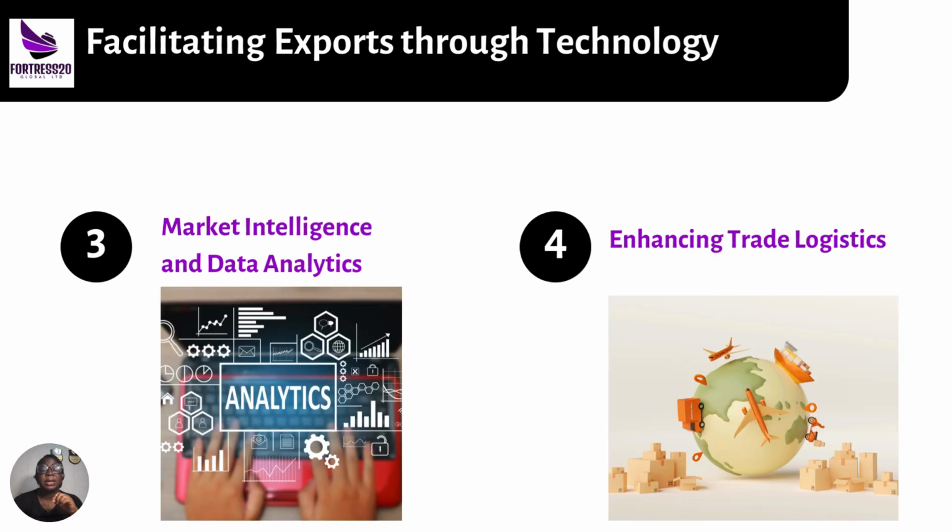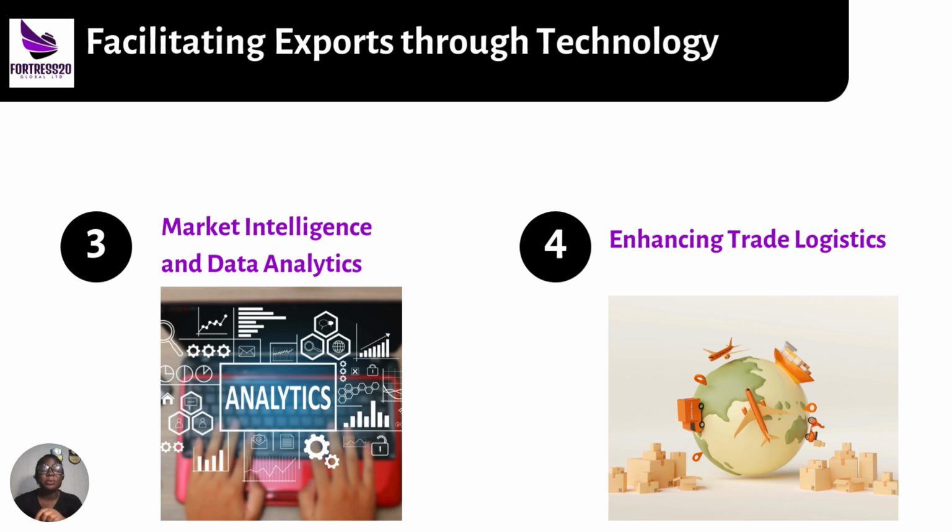Number three, market intelligence and data analytics. Policymakers can provide exporters with access to data driven insights on global market trends, competitor analysis, and demand forecasting through digital tools. Government agencies can build or support market intelligence platforms that provide real time data to help exporters make informed decisions. Number four is enhancing trade logistics.